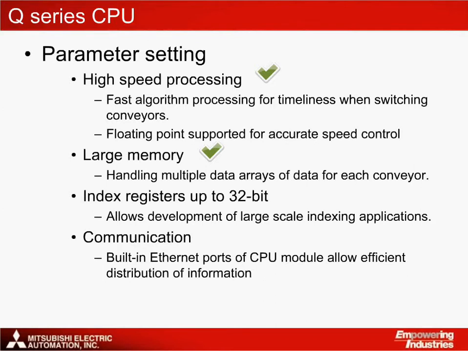The double precision floating point operation instructions allow higher precision speed setting and switching points to be determined. This also enables more accurate analog control and positioning control to be achieved. Finally, the built-in Ethernet ports of the QCPU can communicate with MuleSoft devices as well as third-party devices.